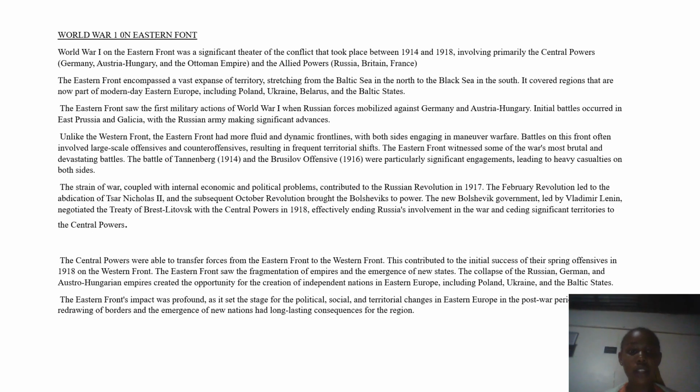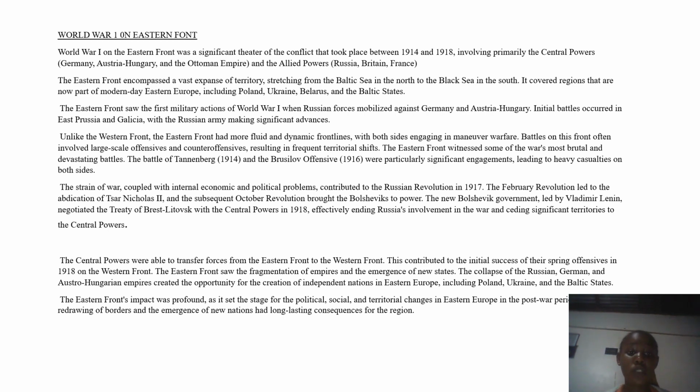World War I on the Eastern Front. World War I on the Eastern Front was a significant theater of the conflict that took place between 1914 and 1918, involving the Central powers and the Allied powers. The Eastern Front encompassed a vast expanse of territory, stretching from the Baltic Sea to the Black Sea in the south. It covered regions that are now part of modern-day Eastern Europe.